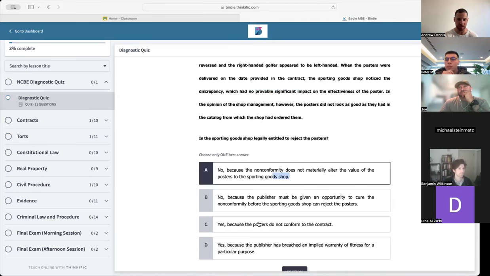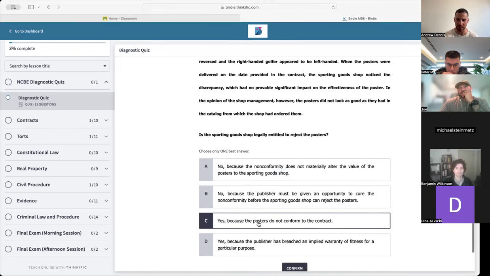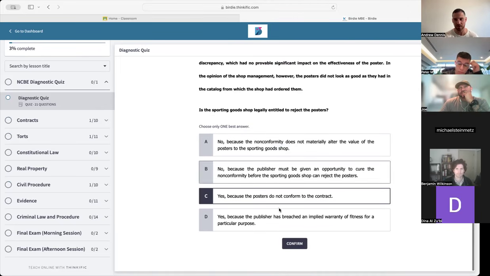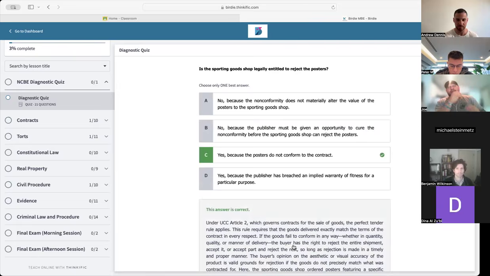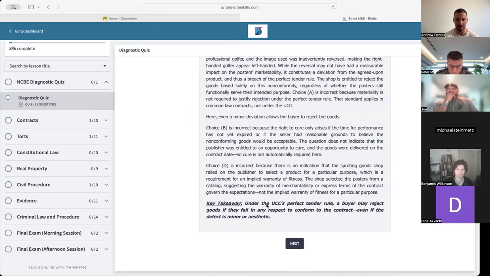Yes, because the posters did not conform to the contract. I like that. Yes, because the publisher has breached an implied warranty of fitness for a particular purpose. No, there was no particular reason that it was represented to work for. It was just posters. So under the UCC's perfect tender rule, a buyer may reject goods if they fail in any respect to conform to the contract, even if the defect is minor or aesthetic.